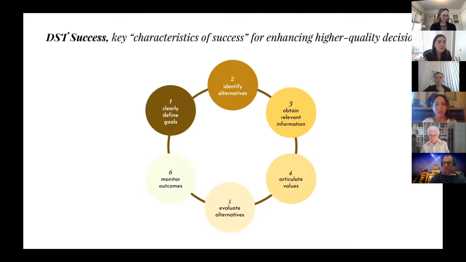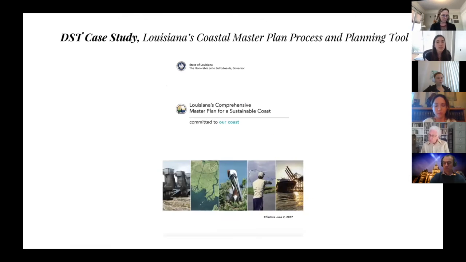So taking these characteristics into account in the design, development, and deployment may enhance the chances that a decision support tool is useful for the intended audience. In order to illustrate this in practice, in this particular case study evaluation that we did, we used the framework of characteristics to analyze Louisiana's Coastal Master Plan process and associated tool.